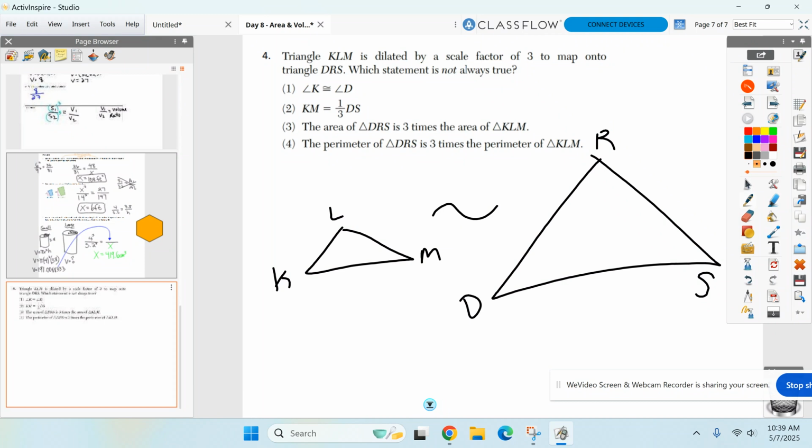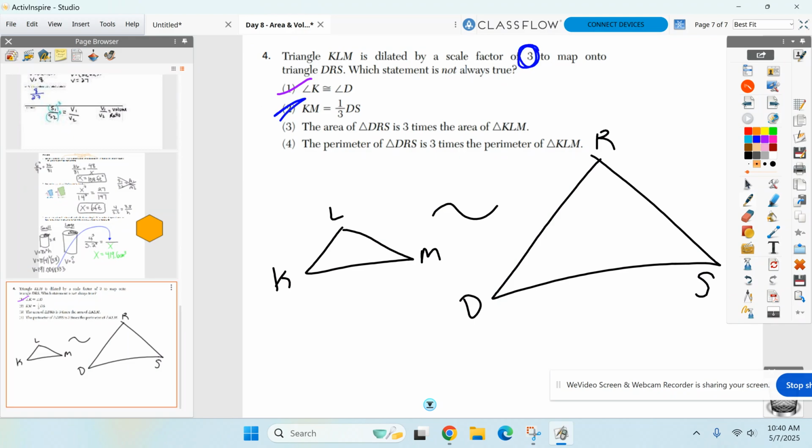So let's go through the choices. Is angle K congruent to angle D? Yes, because, again, similar triangles, dilations preserve angle measure. So that is a true statement. We're looking for the not true one. Remember, we dilated by a scale factor of 3. Is side KM a third of DS? Oh, yes. A third of DS. Yes, it is, right? Don't get screwed up by that 3.